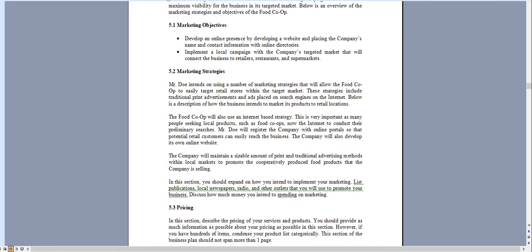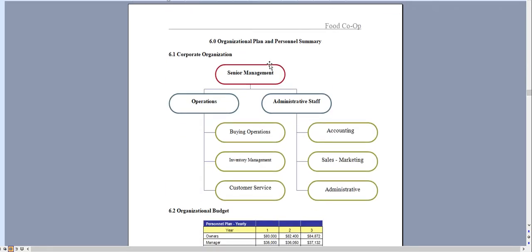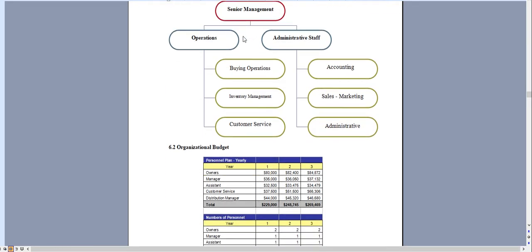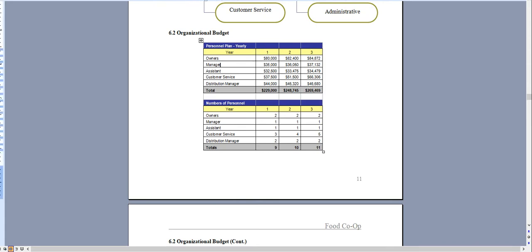Chapter 5 is the marketing plan, and there's a standalone 25-page marketing plan that comes along with this. Chapter 6 is the overview of your organization, positions, payroll, and headcount.